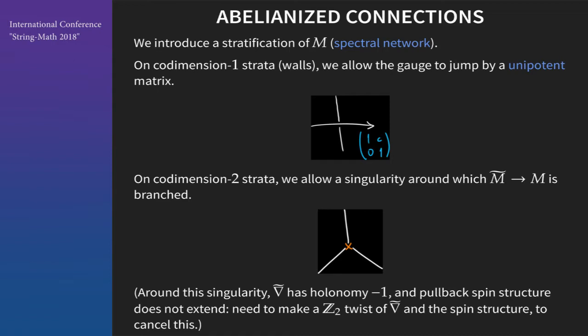So instead of diagonalizing the connection everywhere, what you can do is introduce a little stratification called a spectral network. The way the stratification is going to work is that in the bulk the thing is permutation diagonal. Then there are some codimension 1 strata called the walls, where the gauge is allowed to jump, but not arbitrarily, just by a unipotent matrix. Then on codimension 2 strata, we have to allow a slightly worse singularity around which M total is branched.